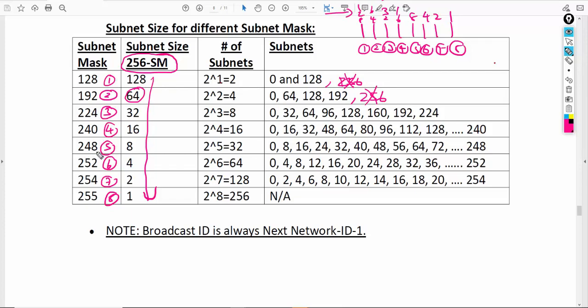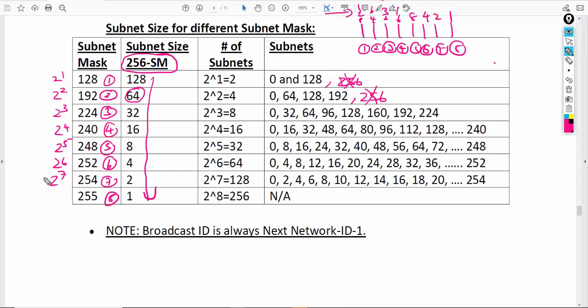If it is 248, just see, the network size is 8. Again, for 252, the network size is 4. So 0, 4, 8, 12. It goes like that. Again, you have to do the calculation actually. So this is 2 to the power of 1 subnets. This is 2 to the power of 2 subnets. This is 2 to the power of 3 subnets. This is 2 to the power of 4 subnets. 2 to the power of 5, 2 to the power of 6, 2 to the power of 7. The last one we can't take actually, it's not applicable.